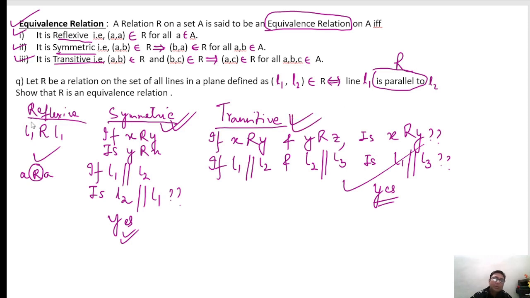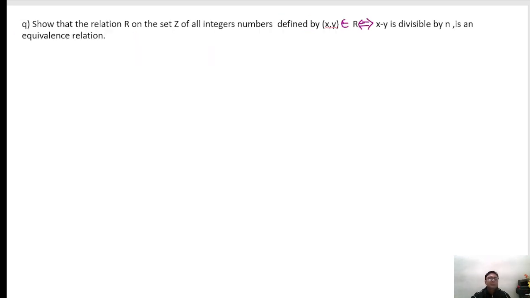So see, reflexive possible, symmetric possible, transitive possible. So it is an equivalence relation. So this is an equivalence relation. Clear? If all the three are valid, it is an equivalence relation. Next, let's see.